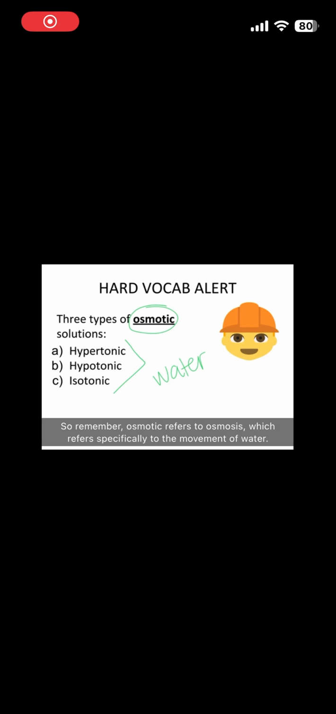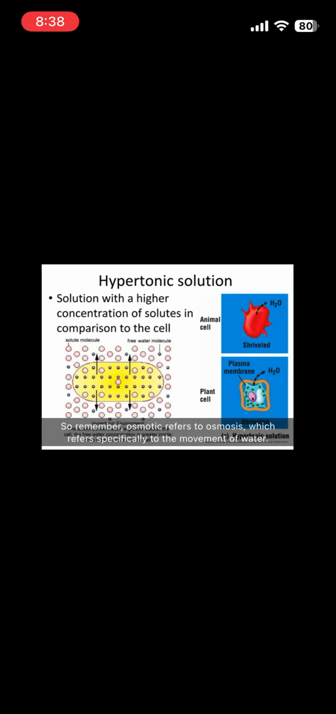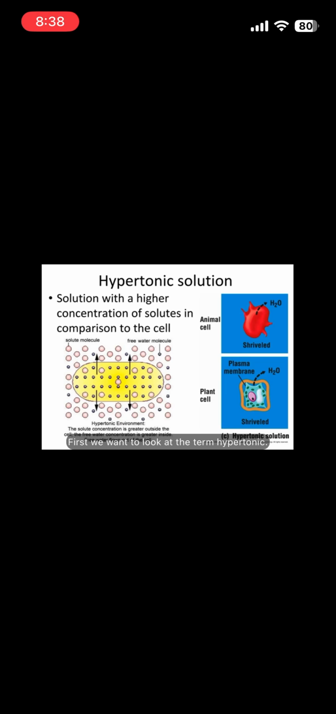Movement of water. First, we want to look at the term hypertonic.